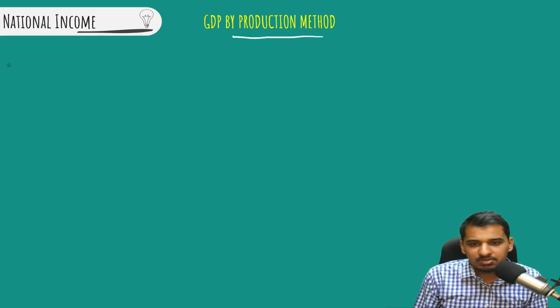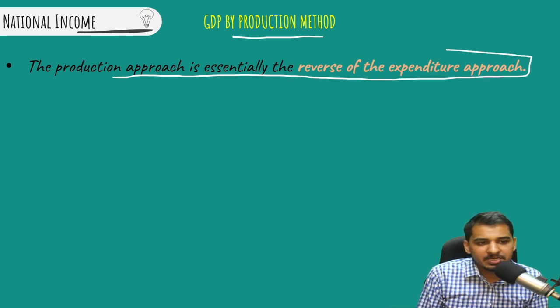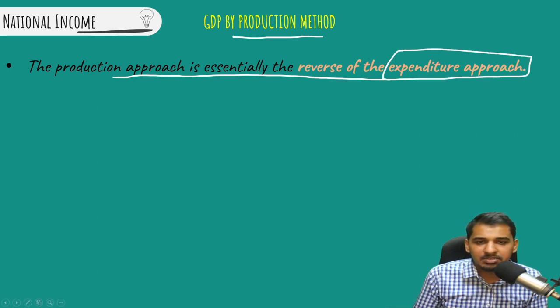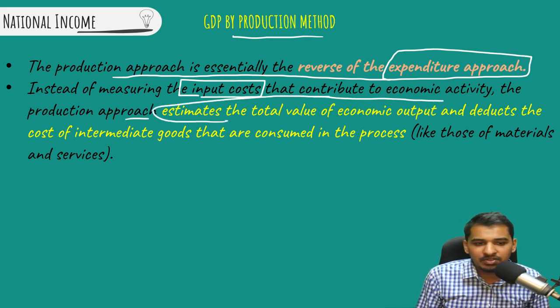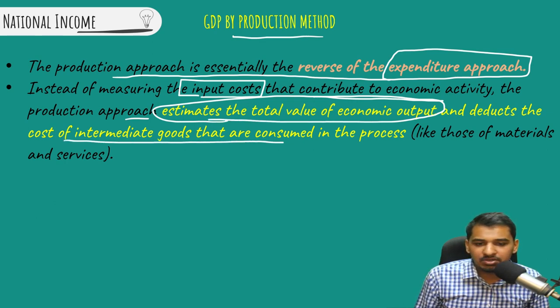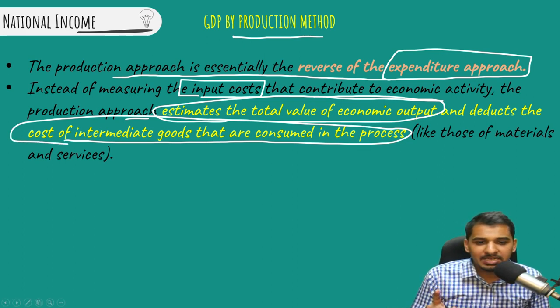So, GDP by production method. Now let us look at the last one. The production approach essentially is the reverse of expenditure method. In expenditure method, we were seeing the expenditure. Now we'll be seeing the products, how much is produced. Instead of measuring input costs, the production approach estimates the total value of economic output and deducts the cost of intermediate goods that are consumed in the process. Only you have to estimate the total value of final economic output.